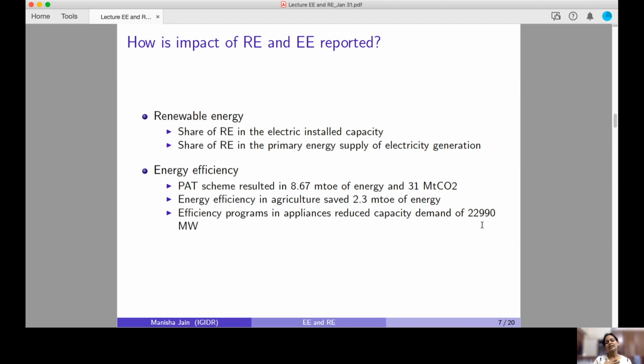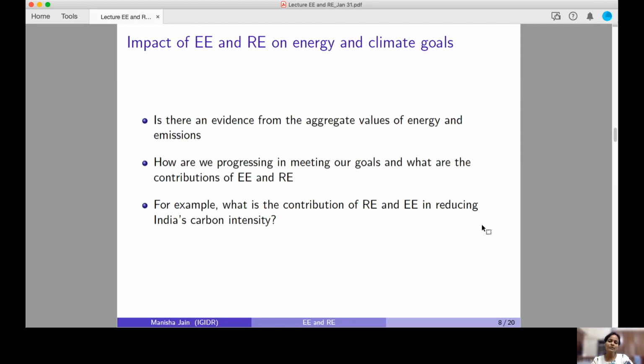But if I want to say what is its contribution to the energy goal, or to the climate goal? If we look at India's energy goals, we don't have any quantified targets for our energy goal. But when we look at the climate goals, we have quantified targets. So the question we really ask is, okay, these are good numbers, what's the share and how much energy we have saved from this program and that program.